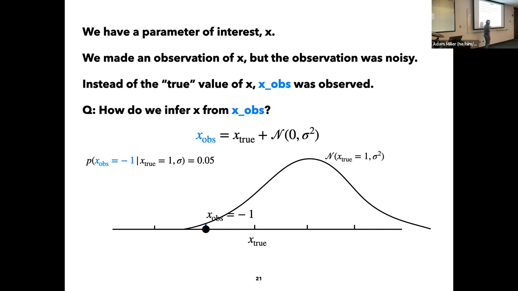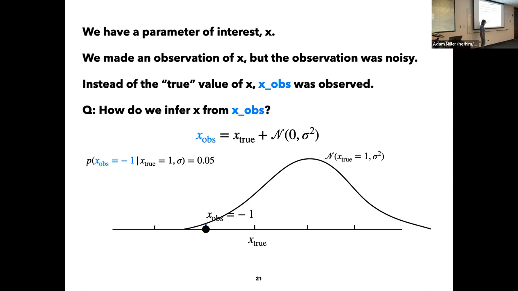So, okay, here's the normal distribution. We observe some value here. The probability we're interested in is the vertical value, the height of the tail, at x true equal to minus 1. So it's a really small tail. If you calculate this value, that's 0.05.